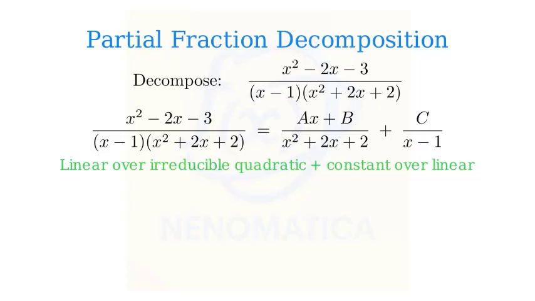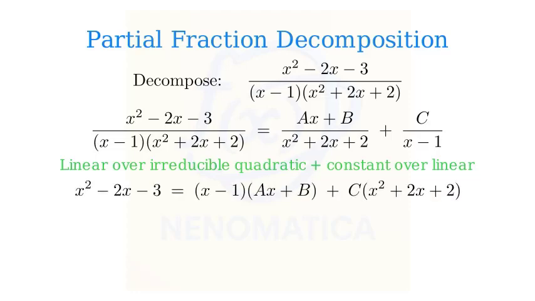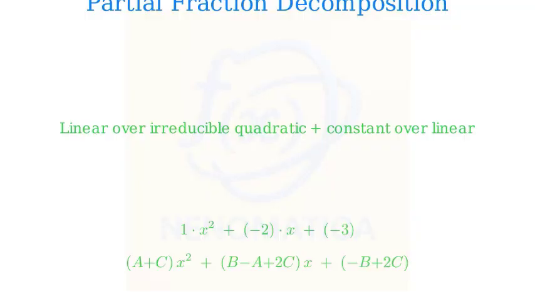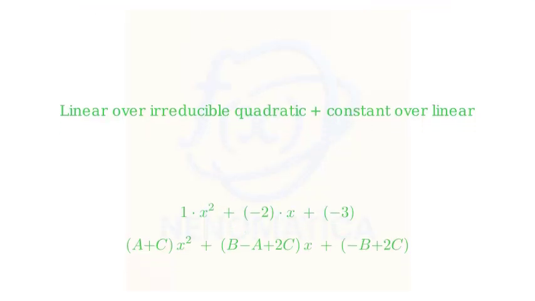Now, clear denominators by multiplying both sides by (x minus 1) times (x squared plus 2x plus 2). Equate the numerators. Expand the right-hand side and collect like terms. First expand each product. Now compare coefficients of x squared, x, and the constant term with the left side, which is 1x squared minus 2x minus 3. This gives a system of 3 linear equations.